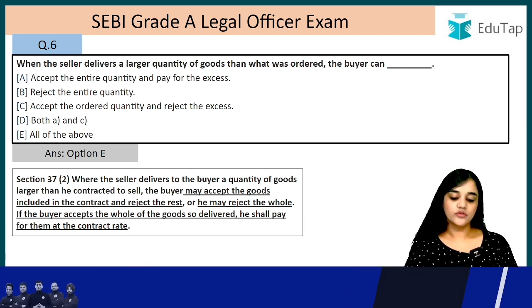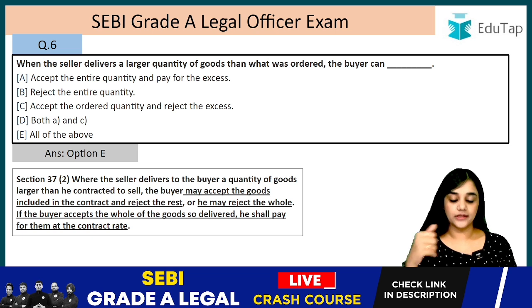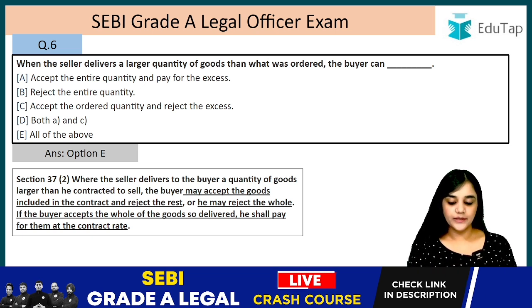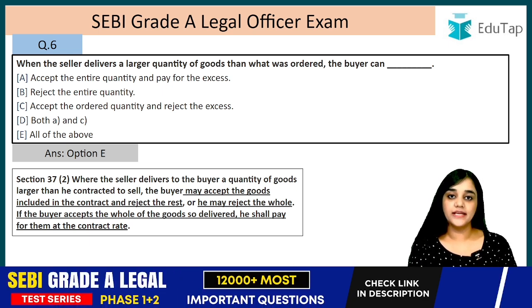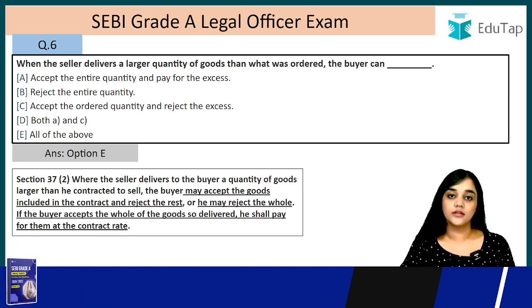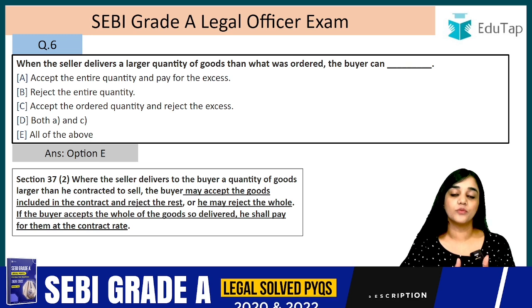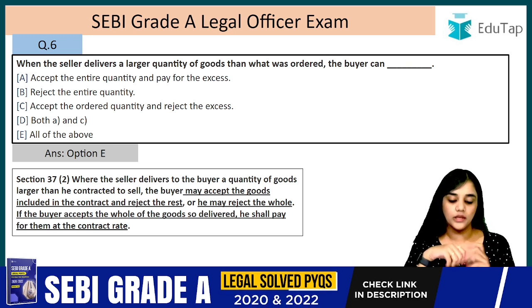Let's first read it. So, where the seller delivers to the buyer a quantity of goods larger than contracted to sell, the buyer may accept the goods included in the contract and reject the rest. So whatever he has ordered, he can accept them, and the rest he can reject, or he may reject the whole. So here the students get confused, right? So he also has an option to reject the entire quantity, right? So he has this option also. He can reject the whole.